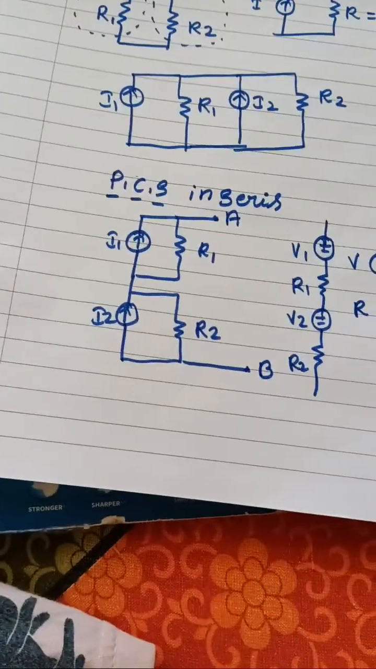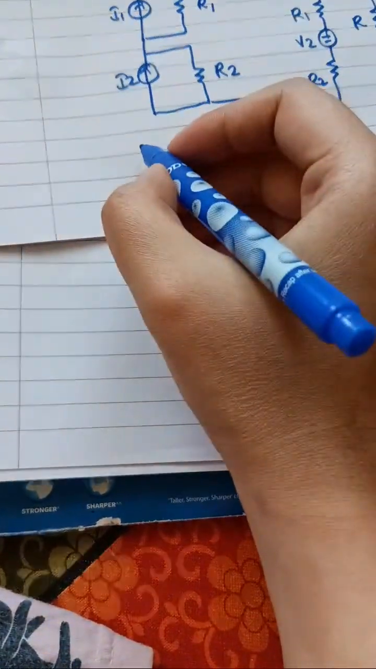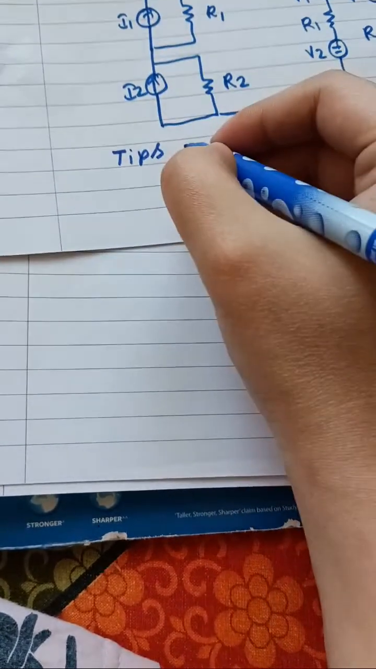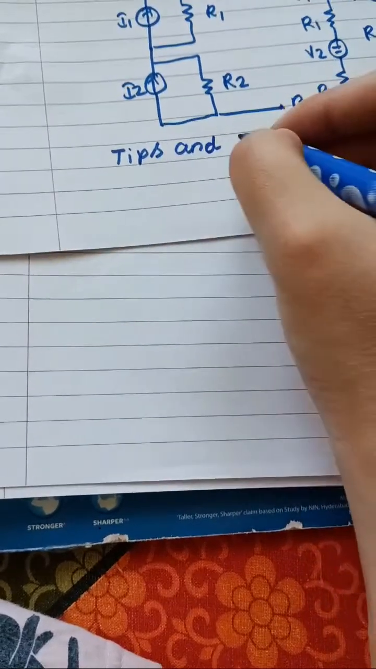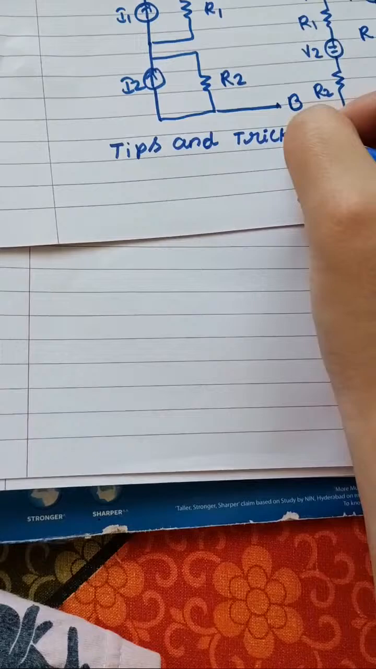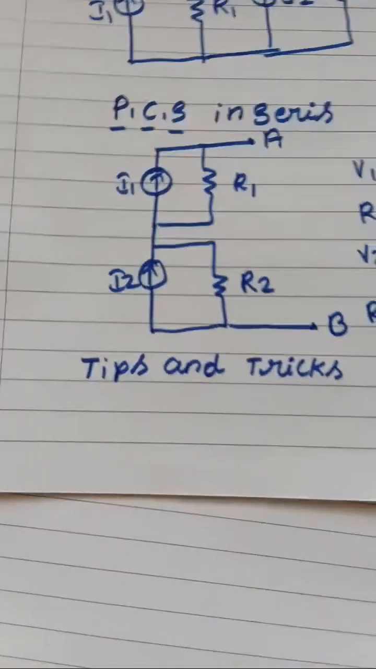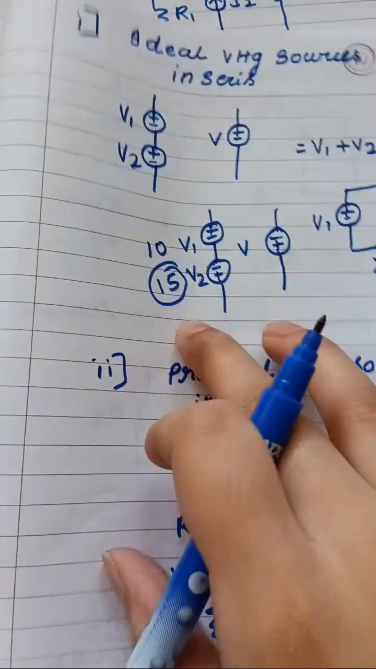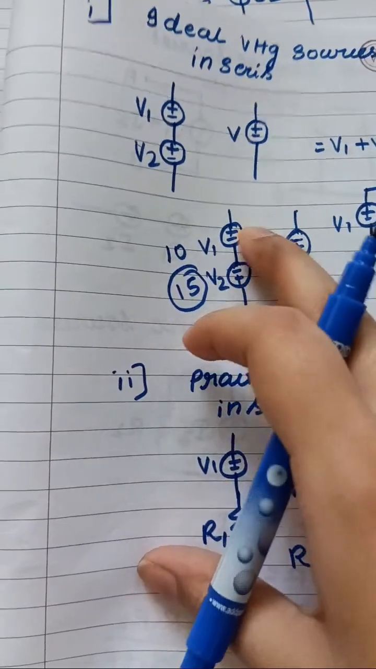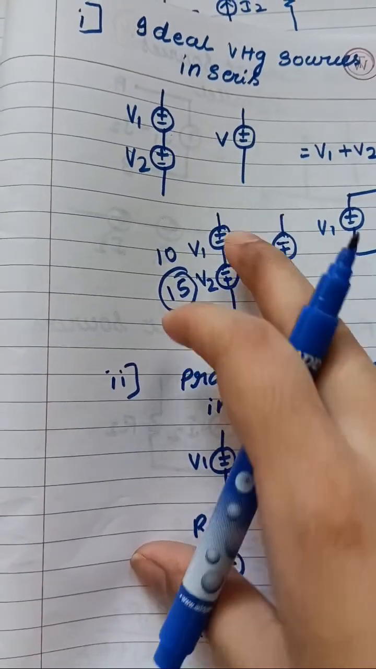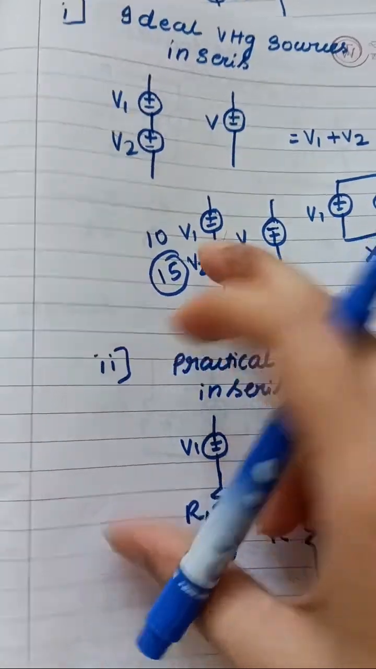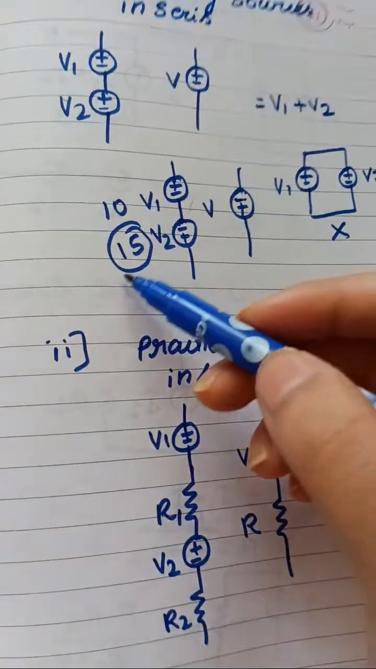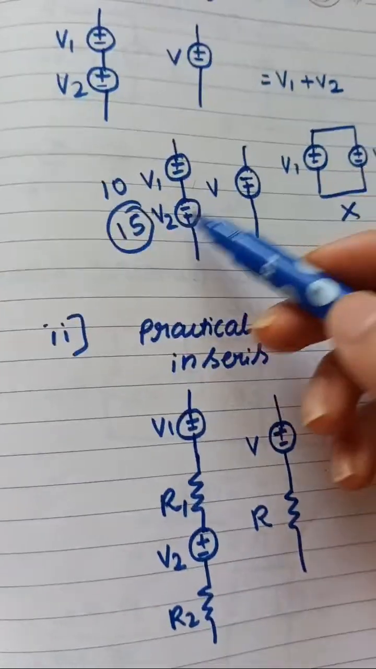And one more thing you have to remember is the tips and tricks. The very first tip and trick is, if you have voltage or current with different polarities, as we have discussed here, you have to do addition or subtraction according to the polarities, and then take the highest voltage polarity. If 15 is the highest voltage, take that voltage polarity.